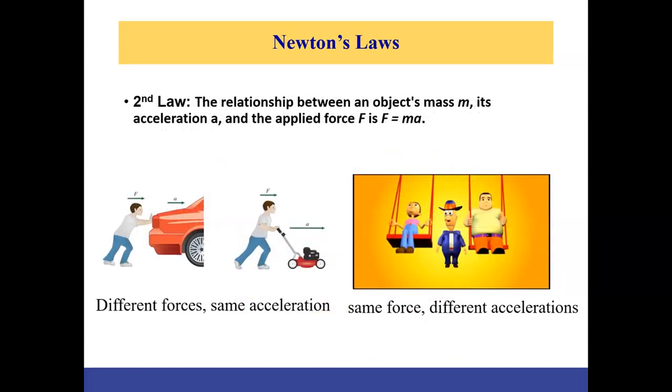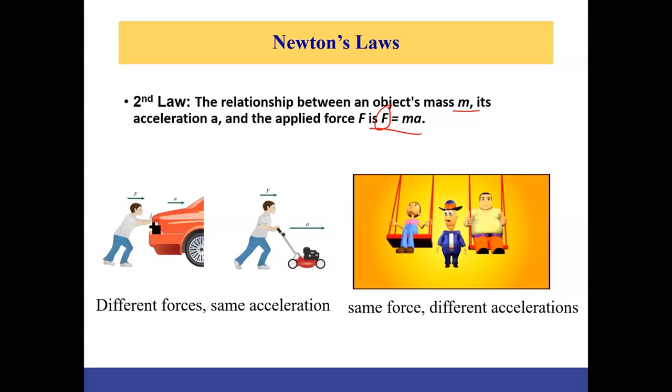Newton's second law of motion states the relationship between an object's mass, its acceleration, and the applied force. The mathematical representation is F = ma. So for a mass to have a certain acceleration, we need to apply force, and we can calculate the magnitude of the required force depending on the value of mass and acceleration that we are looking for.